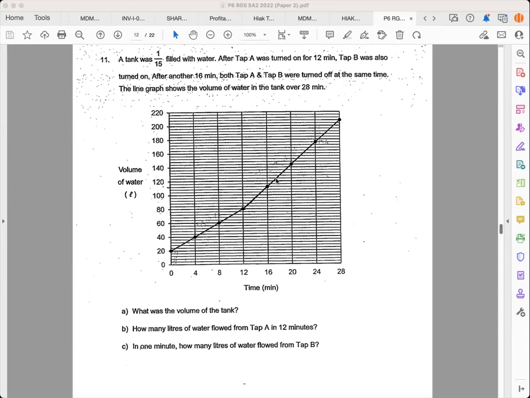Okay, let's do this. What was the volume of the tank? So let's read the graph. There are 5 intervals here, so every interval will be 4. One interval is 4 liters.